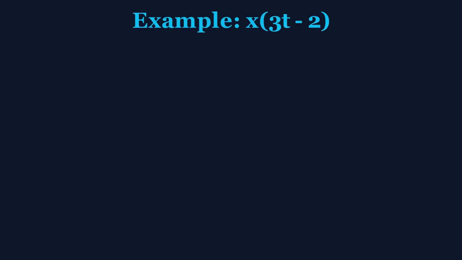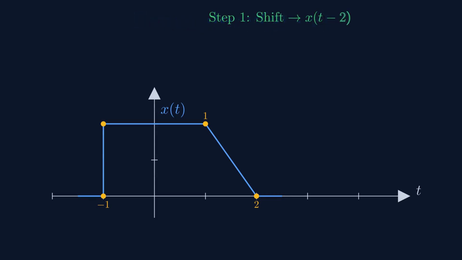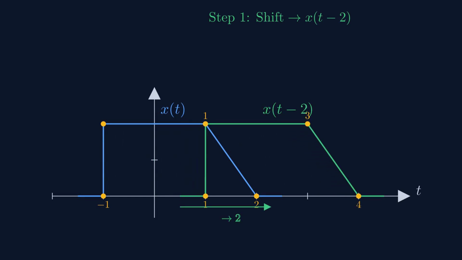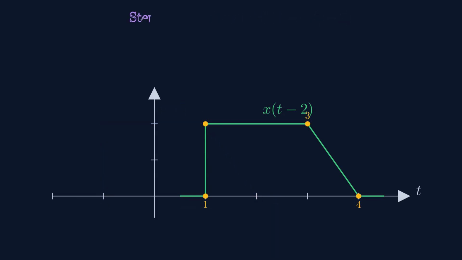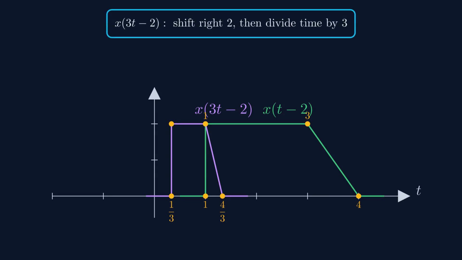Here is another example with a different signal shape. Given x of t, a rectangular pulse with a ramp, flat at 1 from t equals -1 to 1, then linearly decreasing to 0 at t equals 2. We want to draw x of 3t minus 2. Step 1. Draw x of t minus 2, shifting the signal 2 units to the right. The key points move to 1, 3, and 4. Step 2. Replace t with 3t, dividing the time axis by 3. The key points become 1/3, 1, and 4/3.